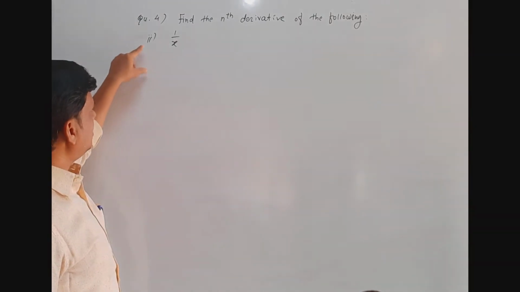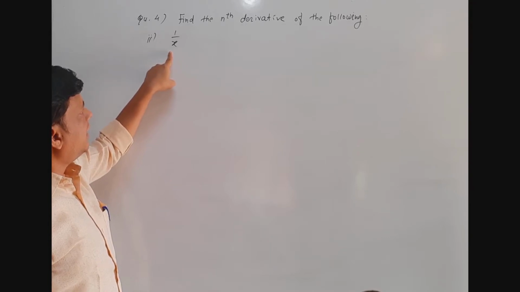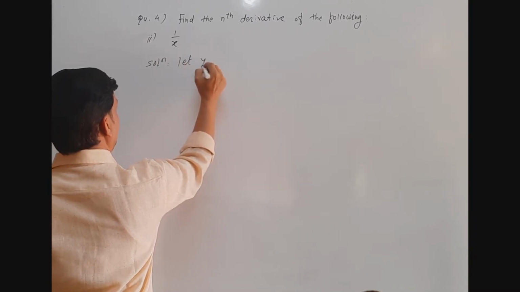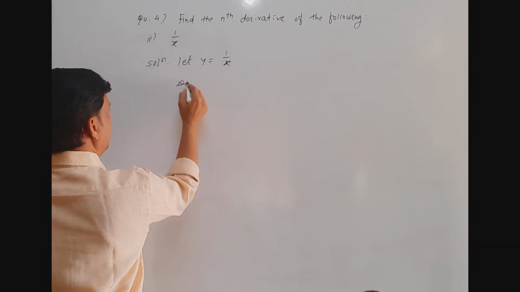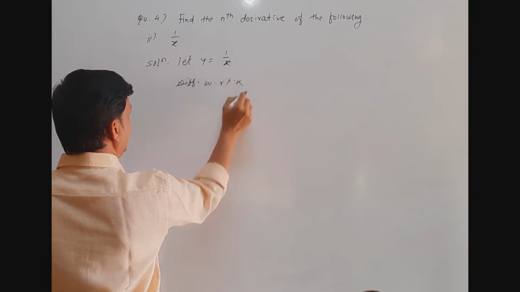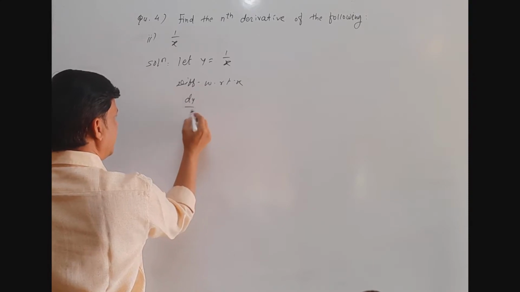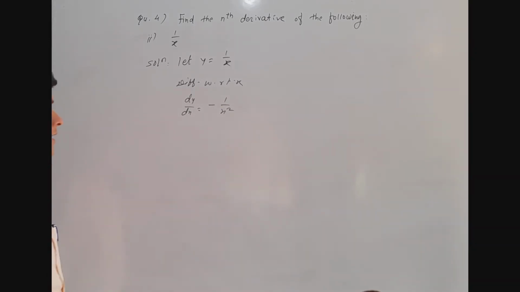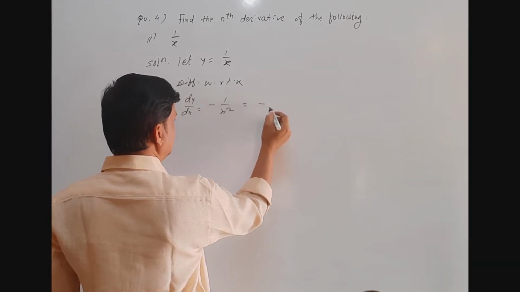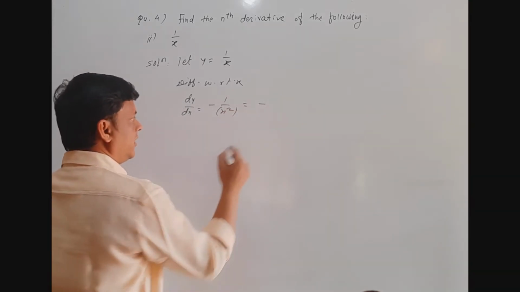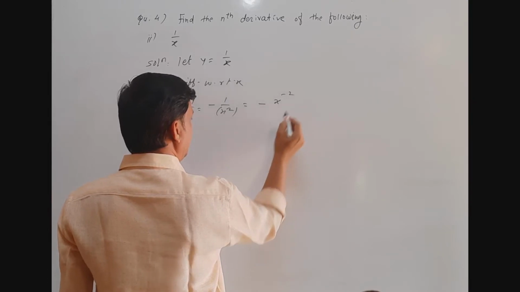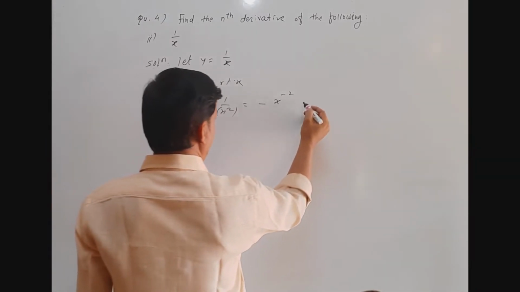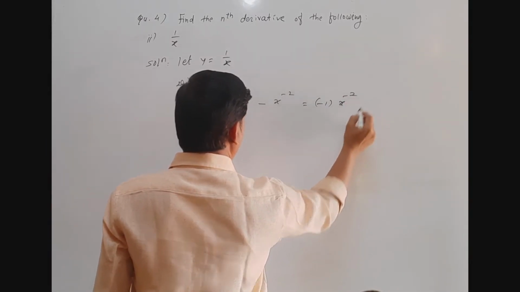Now see, the next sub question: we have to find the nth derivative of 1 by x. So write in the solution, let y is equal to 1 by x. Now differentiate this with respect to x. So the derivative of y with respect to x, we get dy by dx. The derivative of 1 by x is minus 1 upon x square. If we write this x square in the numerator, we write x raised to the power minus 2. So this minus sign means we write minus 1 into x raised to the power minus 2.